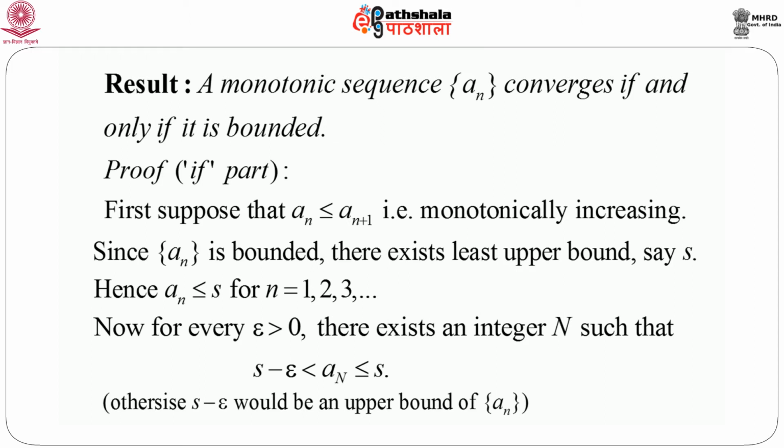That means if we claim that there does not exist such an integer, then we can treat S minus epsilon as an upper bound of an. But here we assume that S is the least upper bound, so all other upper bounds should be greater than or equal to S. So S minus epsilon is not an upper bound, so for any epsilon neighborhood we can find one value of an which belongs to the interval S minus epsilon to S.